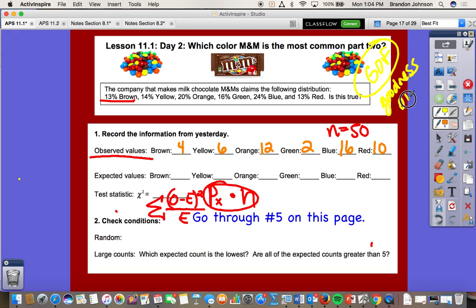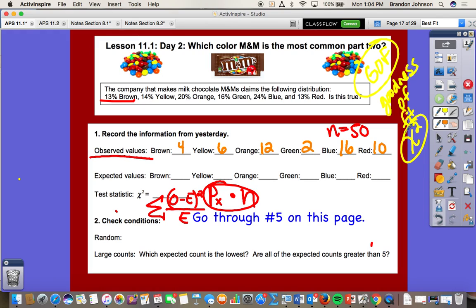Again, just so y'all know, this is called the goodness of fit, chi-squared. All right, so our x squared is 9.2. You can draw. It's fine.